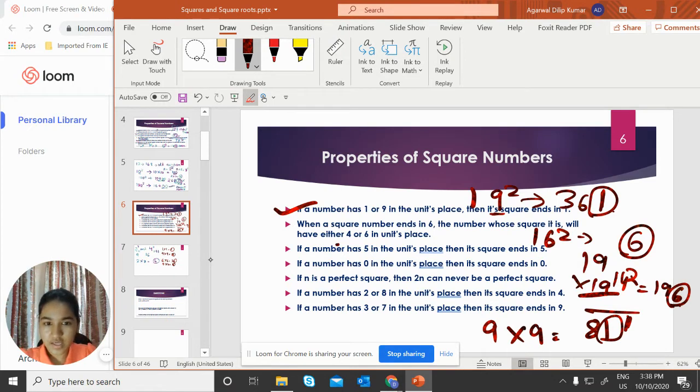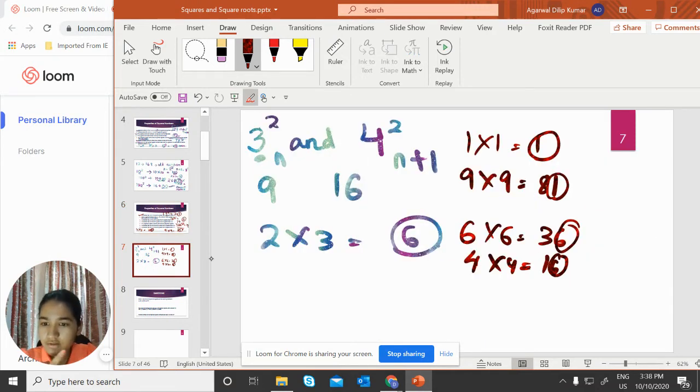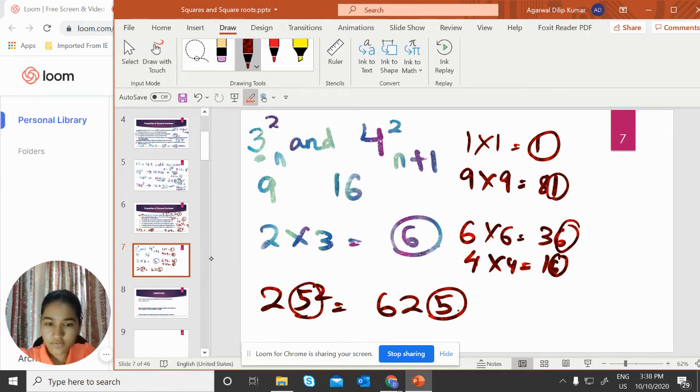Understood? Next. If a number has 5 in the units place, then its square ends in 5. Why? Because 5 into 5 is equal to 25. That's why. Let's check if it's true or not. If we have to get the square of 25, it's 625. And the units place is 5. Over here also units place 5, over here also.